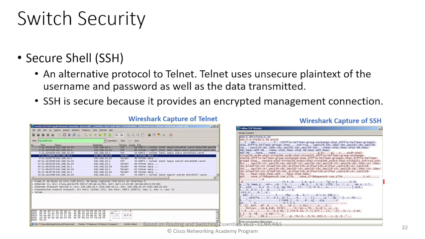Then one of the important things that we need to remember when it comes to switches and configuring switches is how secure we are able to make this whole process. Telnet used to be a protocol that we used to connect to these devices, to configure these devices and so on, but it is no longer preferred and no longer suitable in our environments, because it is an unsecure plain text communication protocol.